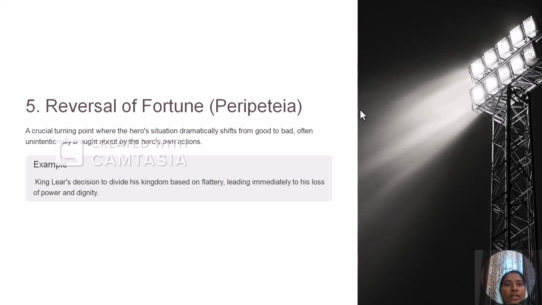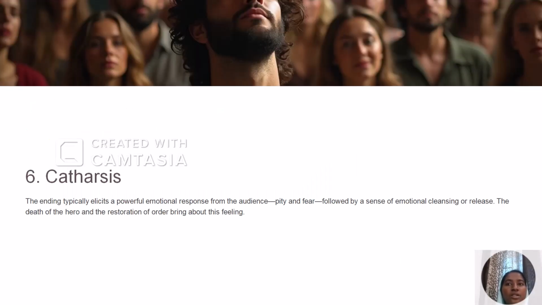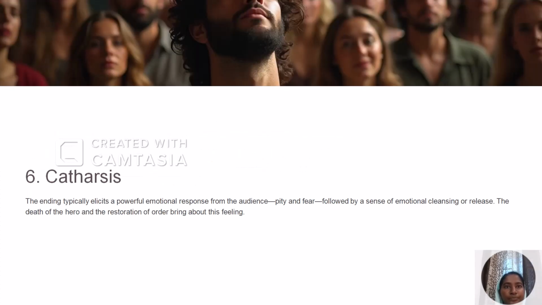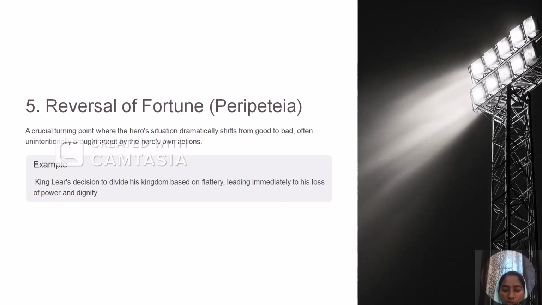In King Lear, the king's choice to divide his kingdom based on flattery triggers the loss of his power and dignity. Peripeteia reinforces the idea that even the greatest of men are vulnerable to error and its consequences.